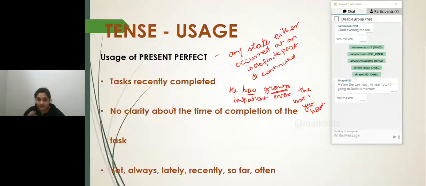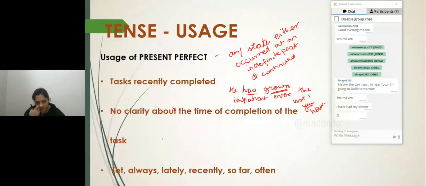Can you give an example of the second point? Guys, try it. If you structure a few sentences, this is a better way to remember. Okay. Tell me. When there is no clarity around the task completion, when will it be over, we probably can talk about it in present perfect.